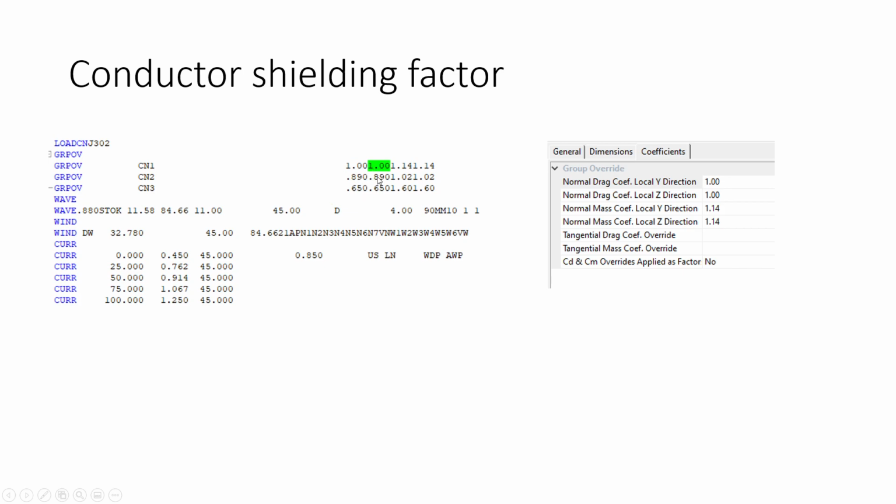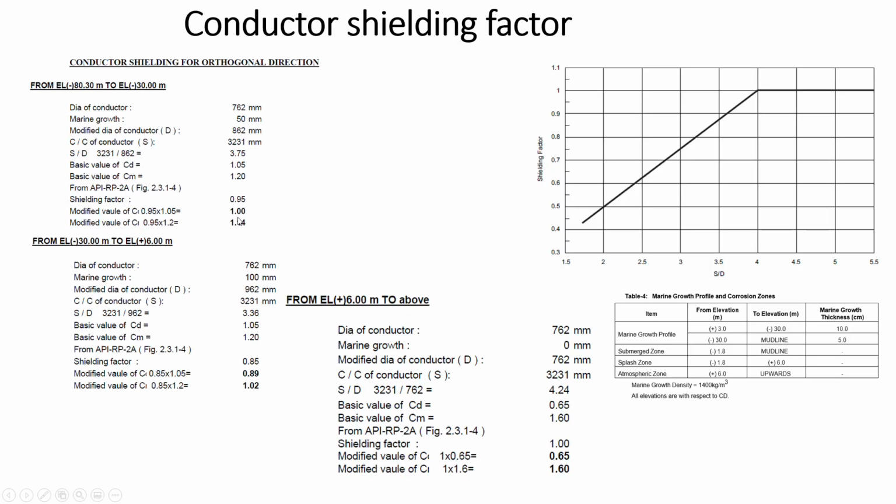Once you have the conductor shielding factor, this will create the data over here. That is what you are seeing here, 1.14, 1.14. Here again the conductor shielding factor is nothing but, if you see this presentation and pass this, you can assess the calculation. It is nothing but the multiplication. That's all.